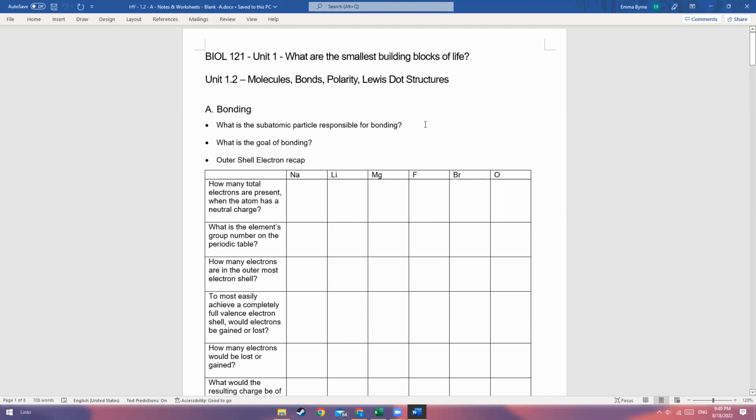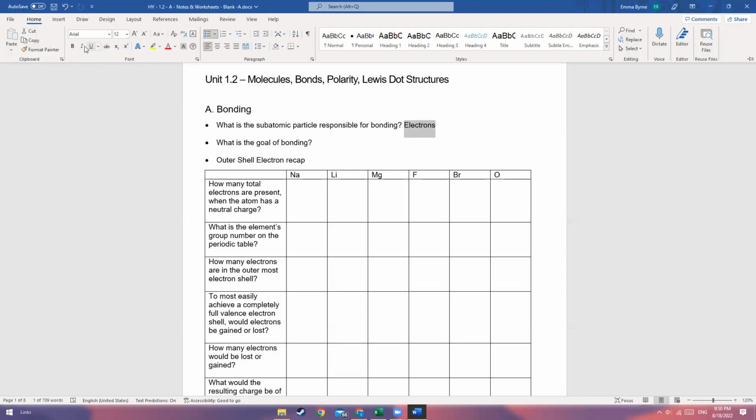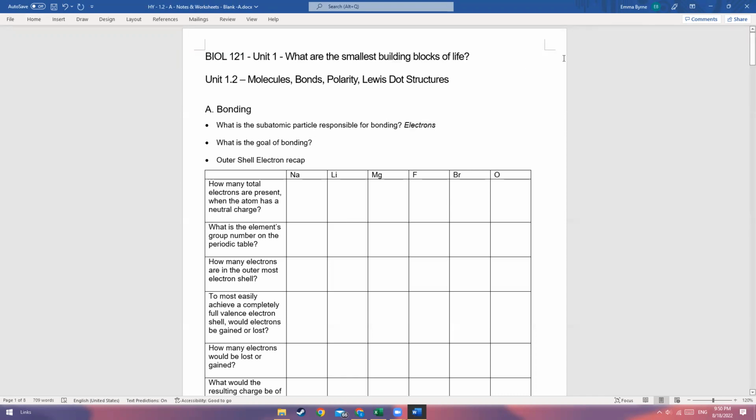So in previous lectures, we talked about how gaining and losing electrons is really what initiates bonding between atoms. So this first question is just really hitting that point home. What is the subatomic particle responsible for bonding? That would be electrons. Just differentiate this by italicizing it. And what ultimately was the goal of bonding? It was to link atoms together.